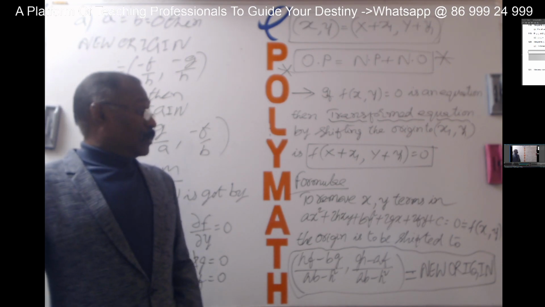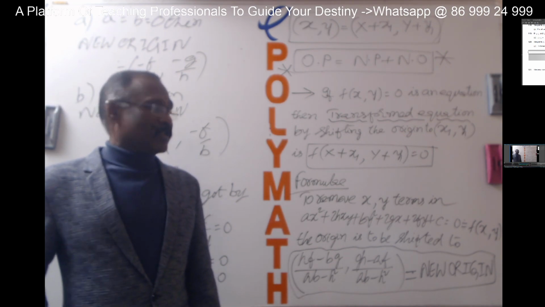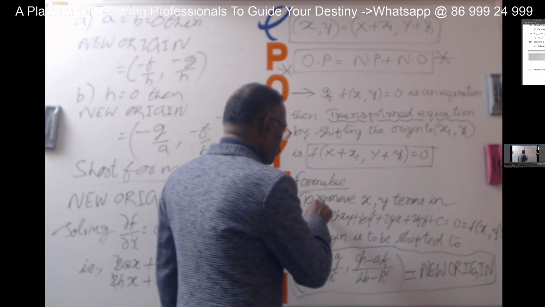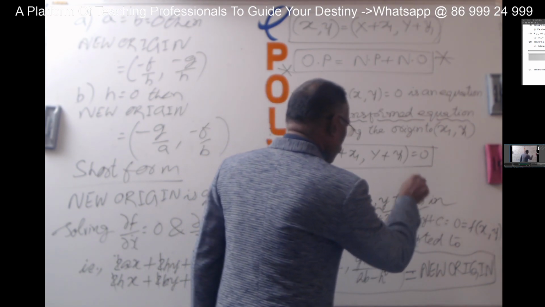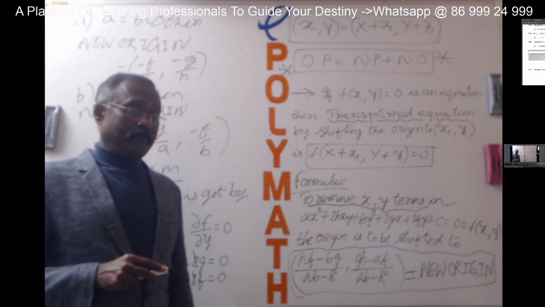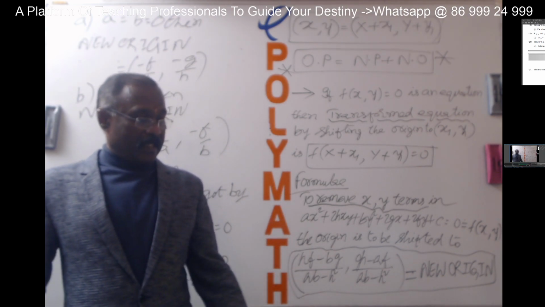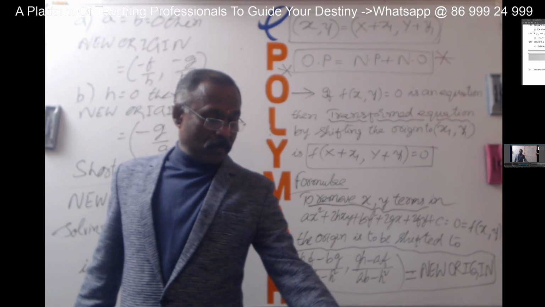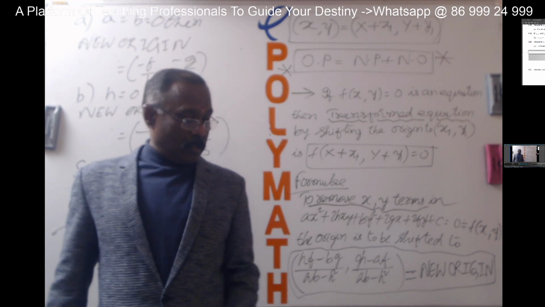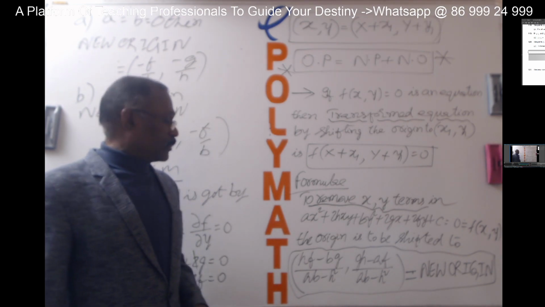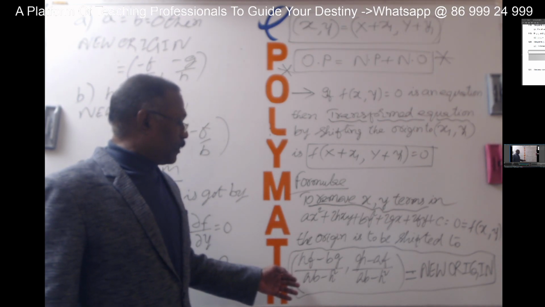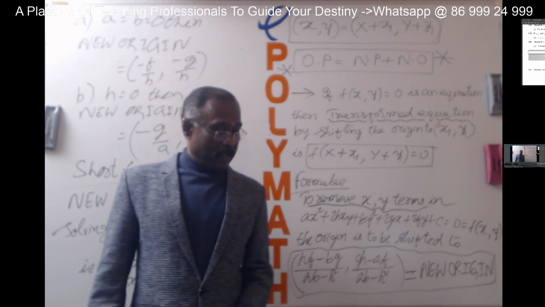So what is the important point to be remembered about the new origin? If you want to remove the xy term, then the new origin that is to be shifted to is (hf minus bg) by (ab minus h square), (gh minus af) by (ab minus h square).